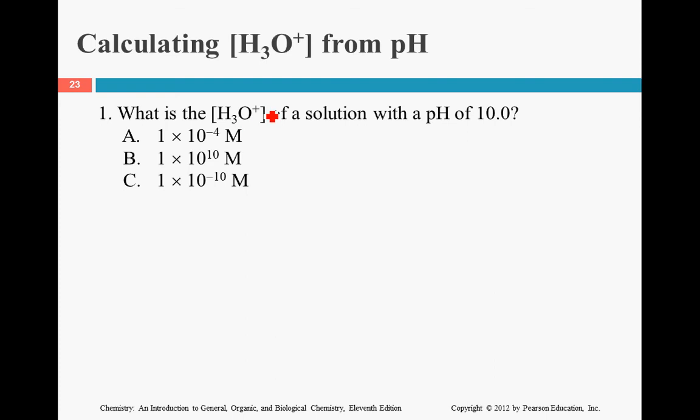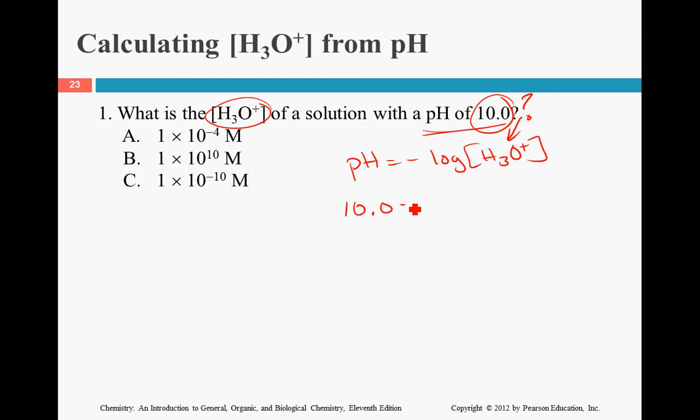So what's the H3O plus concentration when we're given the pH of 10? We can actually reverse the process. pH is equal to the negative log of the H3O plus concentration. Now we're looking for this, the H3O plus concentration. We know the pH is 10. So 10.0 is equal to negative log of H3O plus.